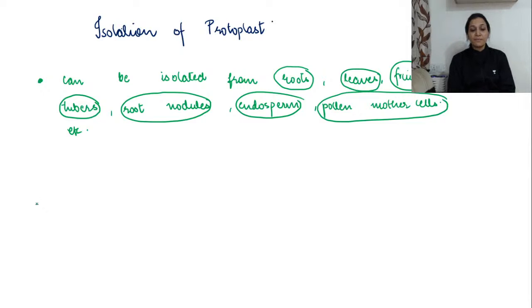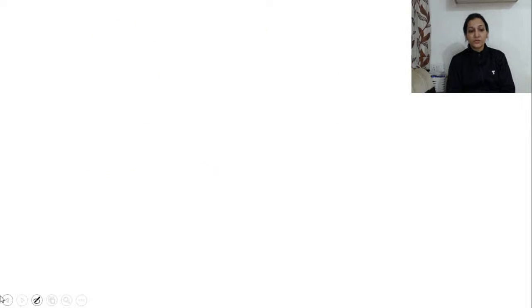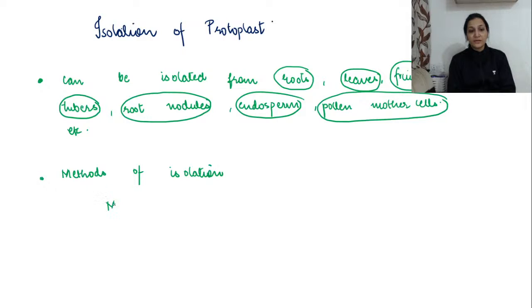Now protoplast can be isolated from cells by two methods. Methods of isolation. What are the methods of isolation? Mechanical method and enzymatic method. Two methods are there. Now we'll talk about the enzymatic method.